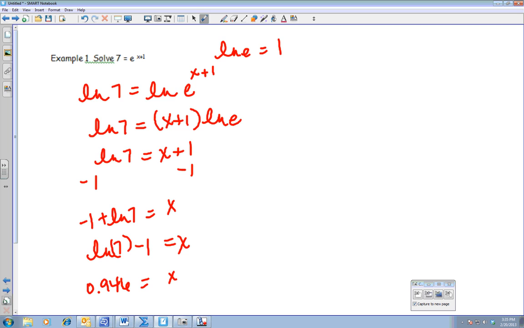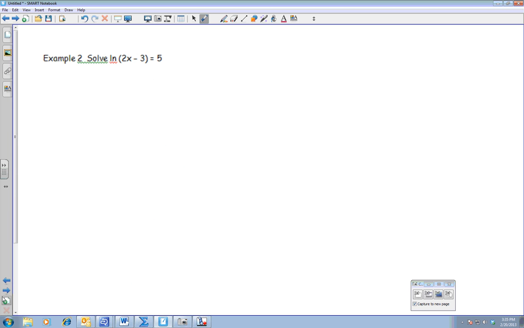Okay, so example 2. Solve natural log of 2x minus 3 equals 5. So in this problem, I'm still solving for x. Here's the thing though, my x is not in the exponent, so I don't need to log both sides. And in fact, I already have a log in my problem. Okay, so in this problem, I need to rewrite this in exponential form. Remember when I'm dealing with natural logs that my base is e, and that base is usually shown right here.